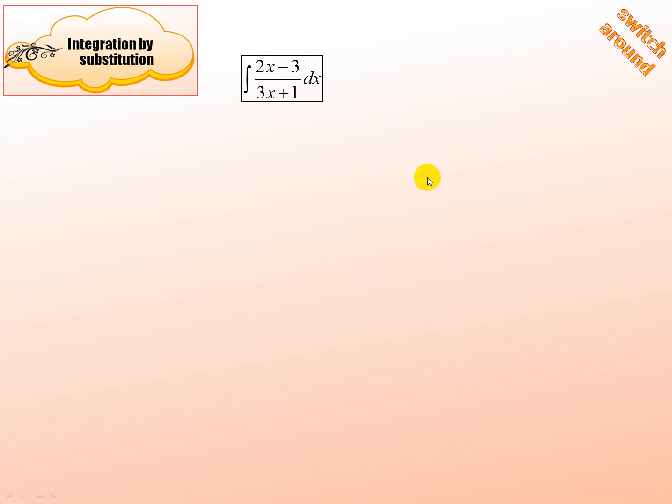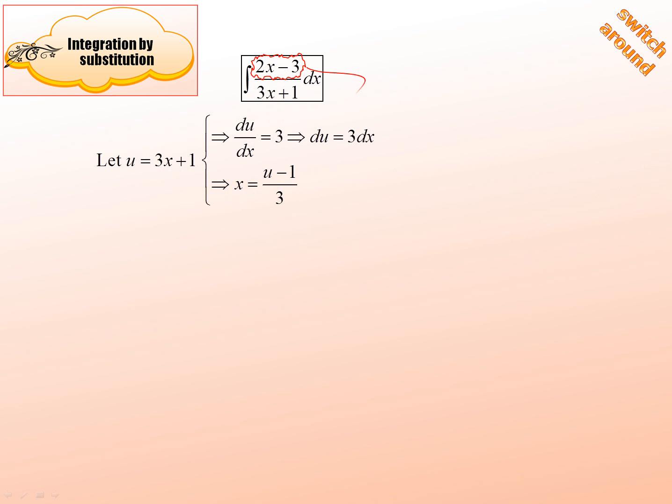This we can also do by switch around. I want a monomial in the denominator, so there's my substitution. And I'm going to find du by dx, du. Now this 2x minus 3 on top I need to sort out. So we know that x equals u minus 1 all over 3 from that. And therefore 2x minus 3, let's just substitute that into 2x minus 3. And it simplifies to 1/3 of 2u minus 11. We are now ready to go.